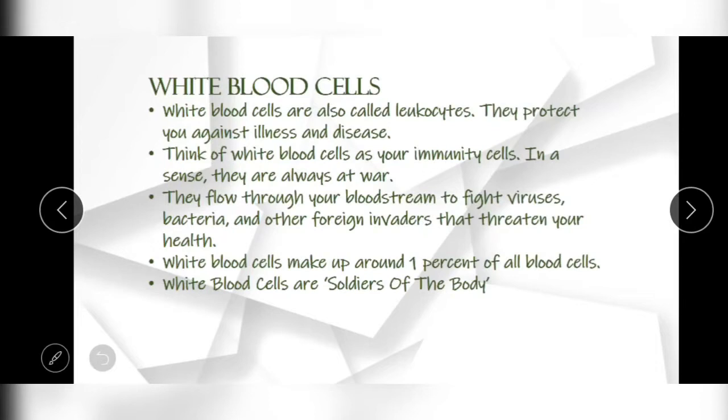If we do not have immunity, we'll always be falling sick. We'll never be good. We cannot perform our daily processes very well. Healthiness is maintained by our immunity level, and this immunity level is maintained by our white blood cells. So the white blood cells are our immunity cells. They are always at war. White blood cells are always fighting against the enemies in our body. So what are those enemies?